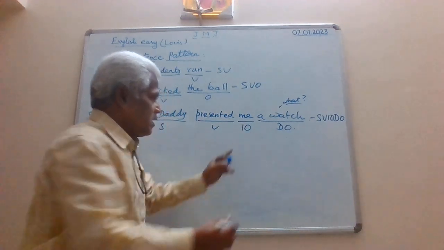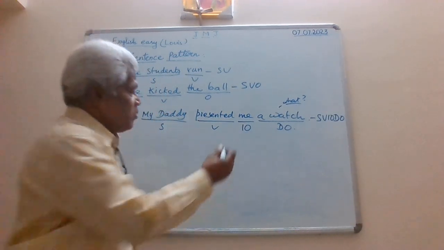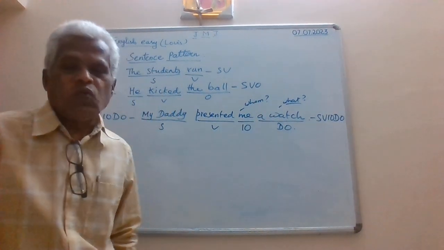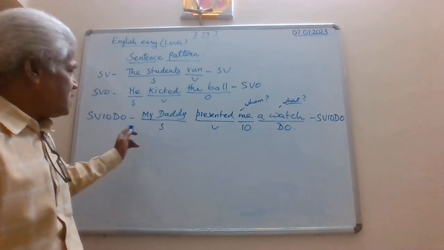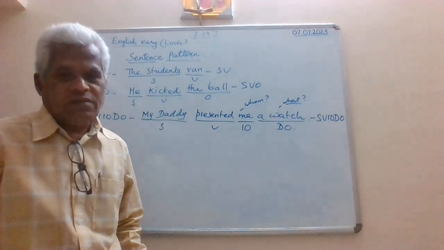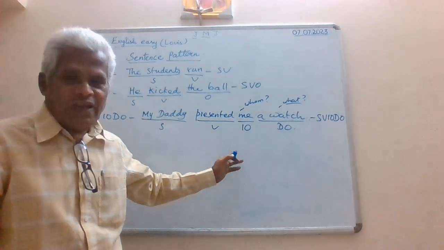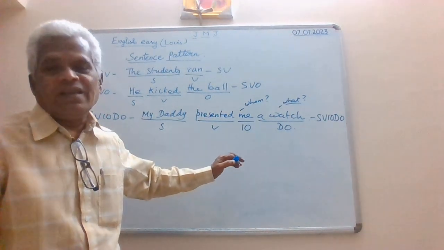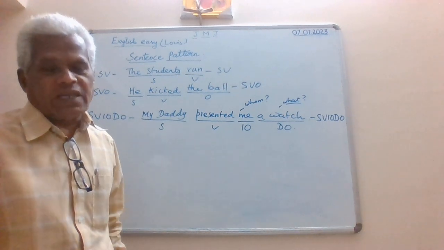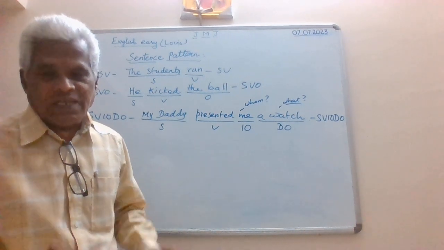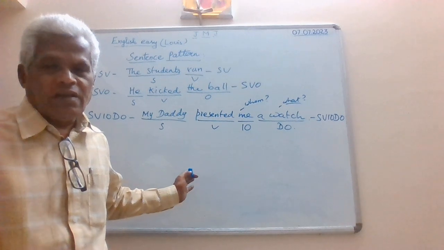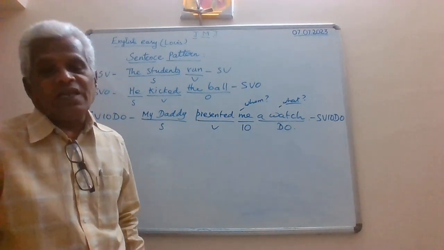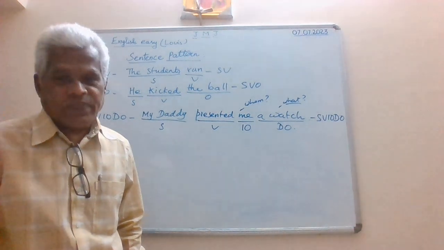Now what is the indirect object here? Me. And I told you, me answers the question whom. Now read the sentence, my daddy presented me. We are not sure, but the word me acts as an object in this sentence. So it is indirectly involved with the action of the subject. Therefore, a word that is indirectly involved with the action of the subject is known as an indirect object. So the pattern of the sentence is SVIODO.